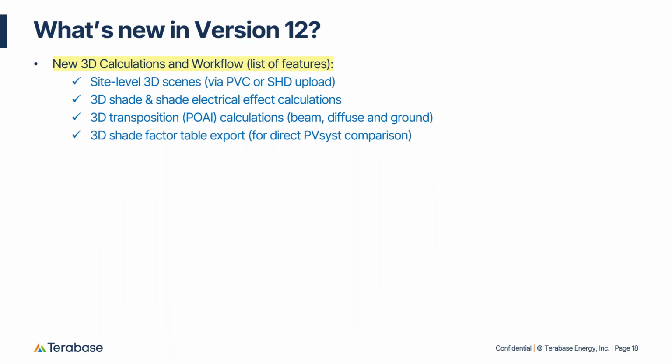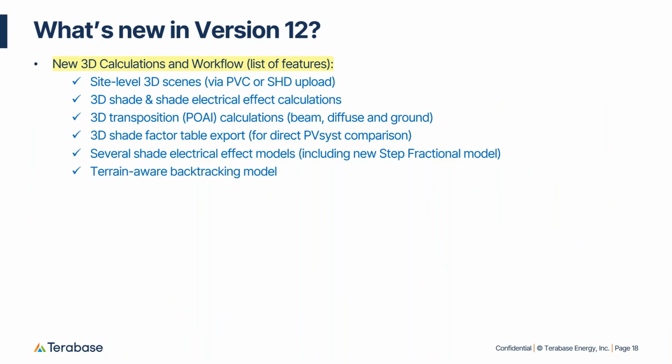A 3D shade factor table export, we're providing this for direct comparison with the PV-Syst 10 by 20 shade factor table, if you're familiar with that, and Arthur's going to be also talking more about this. We have several shade electrical effect models, including a new step fractional model. Again, Arthur will be going into much greater detail on that. A new terrain-aware backtracking model. We support non-uniform tracker rotation schedules. This means you can upload your own rotation schedule for each time step for each tracker.